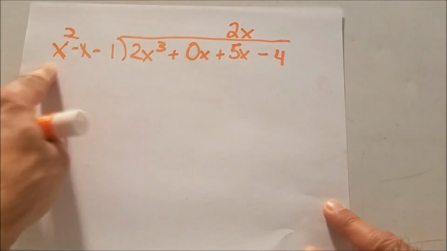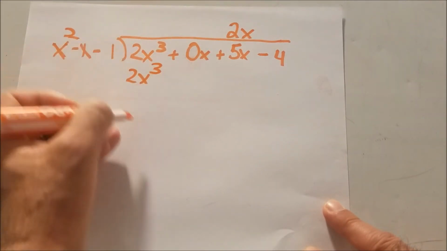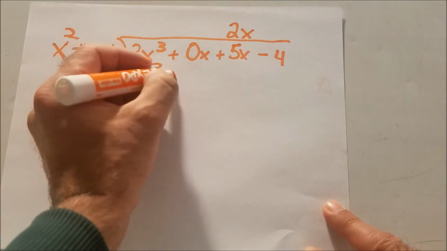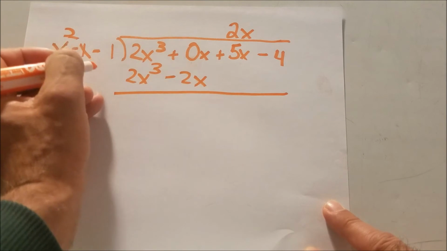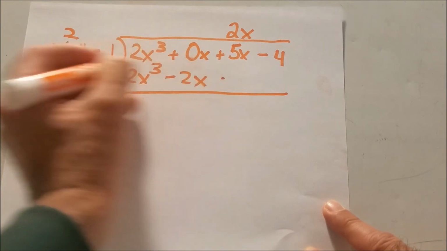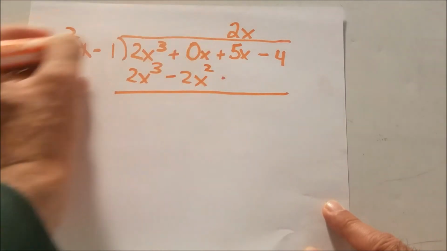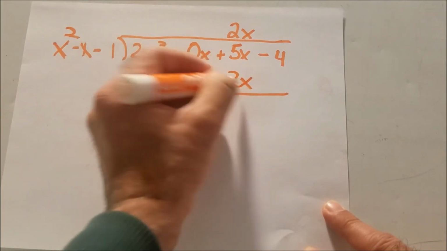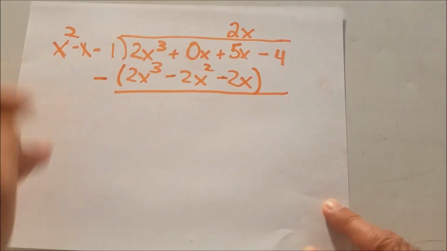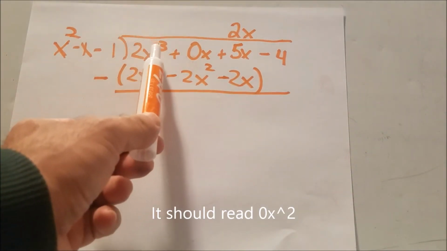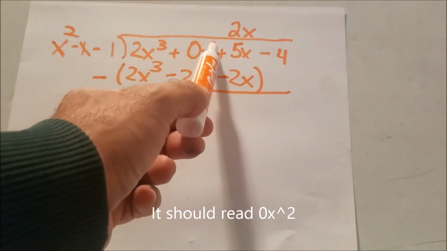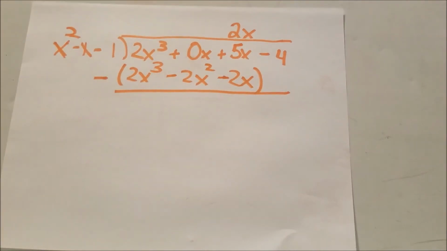So 2x times x squared is 2x cubed. 2x times negative x is negative 2x squared. Let's bring our line over. And 2x times negative 1 is negative 2x. So this is where we started. Take a look at what we did. Again, very important that they're going in descending order and we're missing an x squared. That's why we left it blank or put a 0 there. Okay, so then again, remember, we'll use a different color.